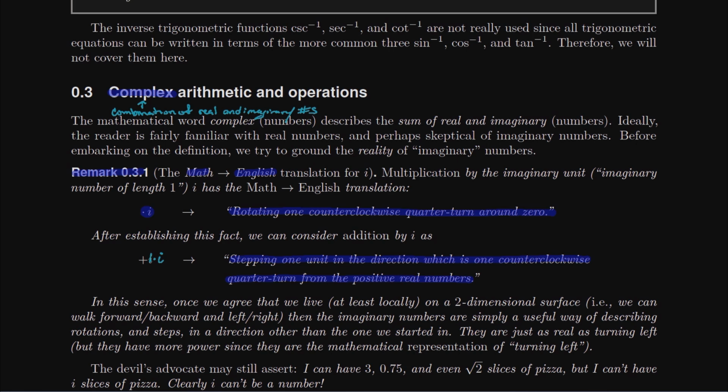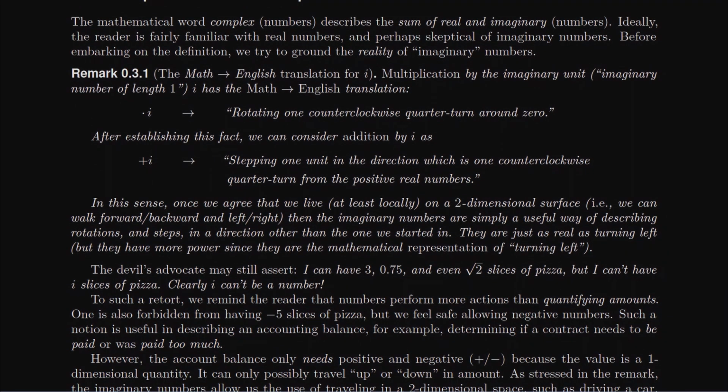You're stepping really 1 unit to the left. So if you look forward, you would step 1 unit forward, but instead you're going to step 1 unit to the left if you're adding i to where you're standing. So that's really what the number i means. You can just think about it as this action of being kind of to the left of where you're currently facing by 1 unit.